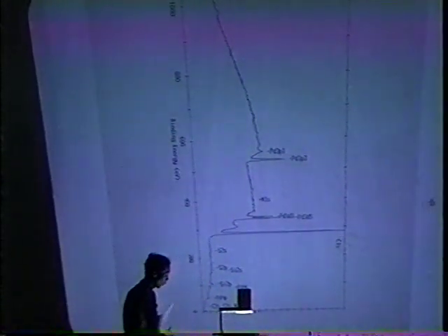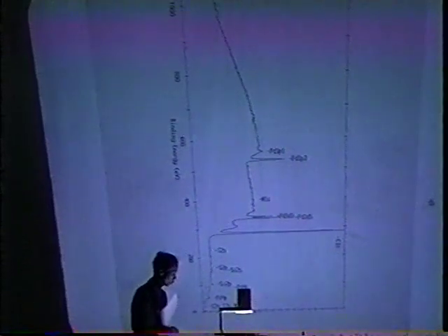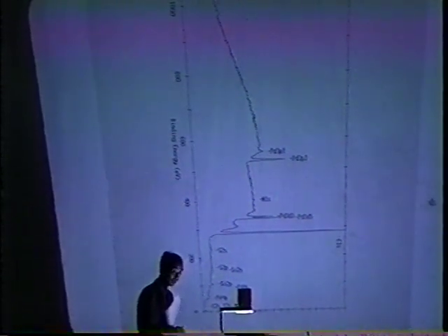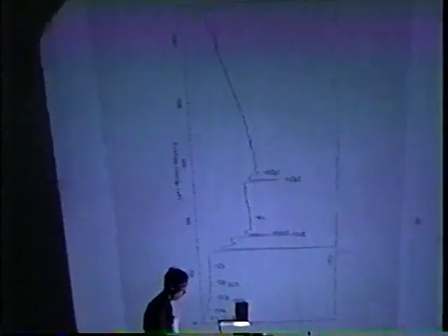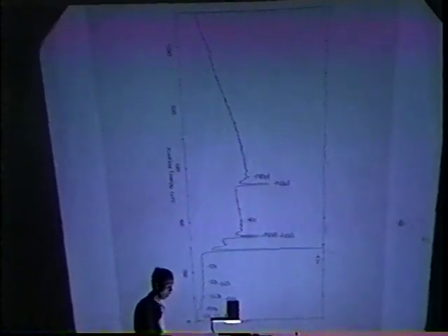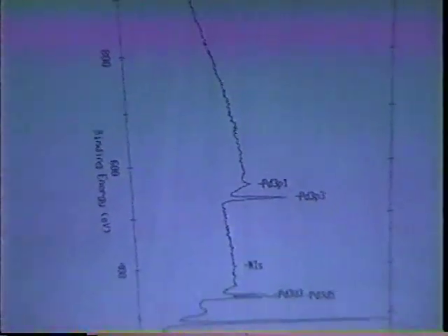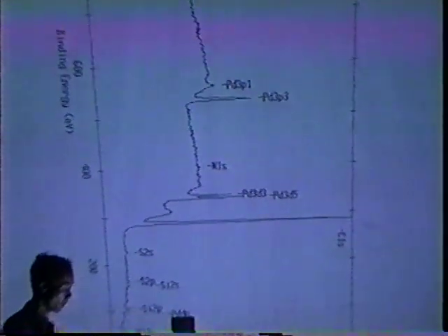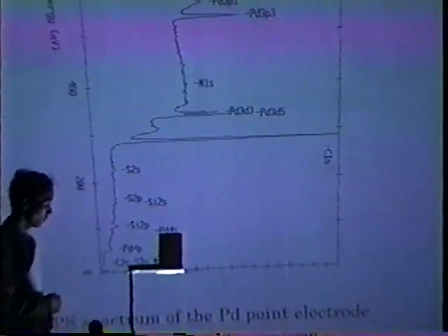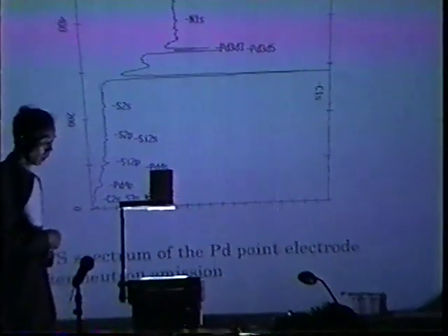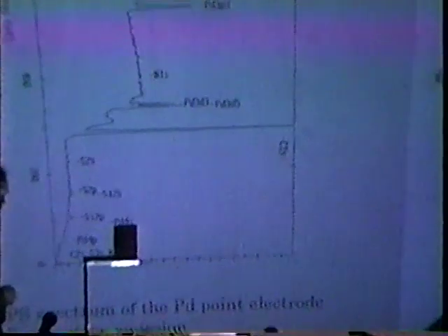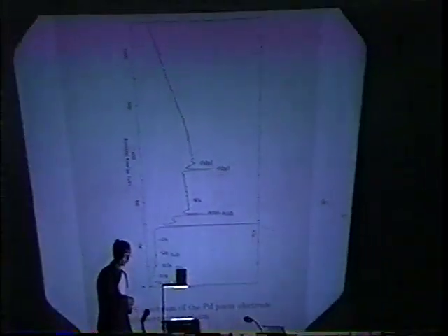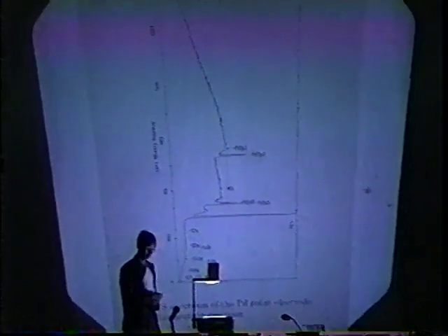X-ray photoelectron spectroscopy shows the dark deposit to be carbon. The total amount of carbon impurity in the palladium point electrode and in the environmental deuterium gas doesn't account for the large amount of carbon on the surface of the palladium point electrode. I'd like to exchange information on this phenomenon. Thank you.